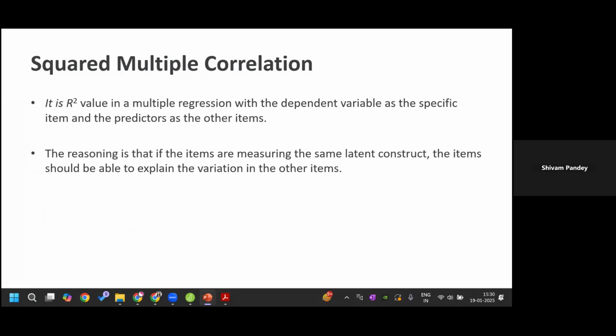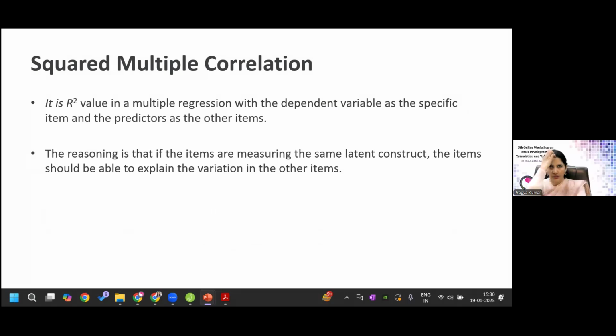And then squared multiple correlation. If the value of R square, it tells you how much of the variance in this construct is due to the variation in the individual item. We will see these things. What is the interpretation?